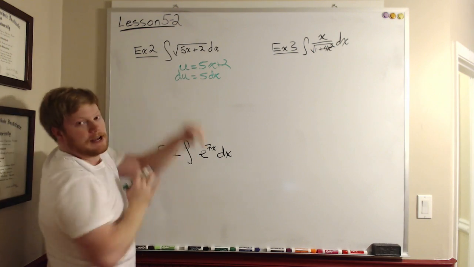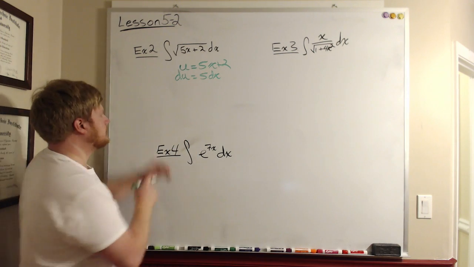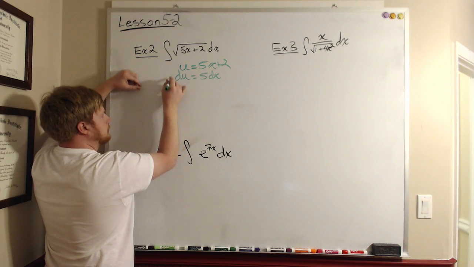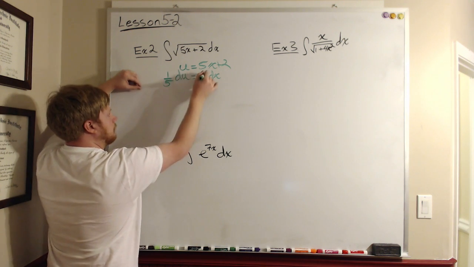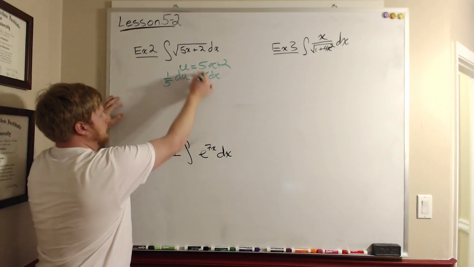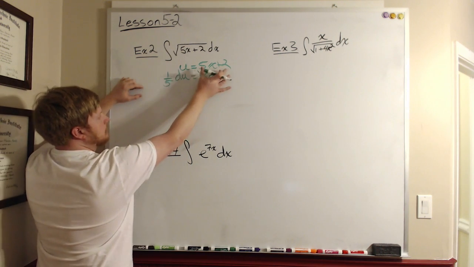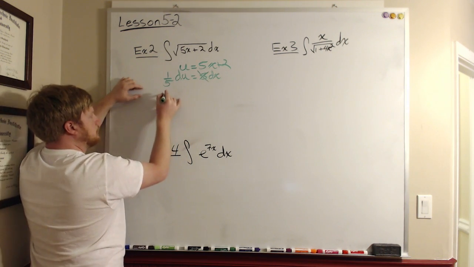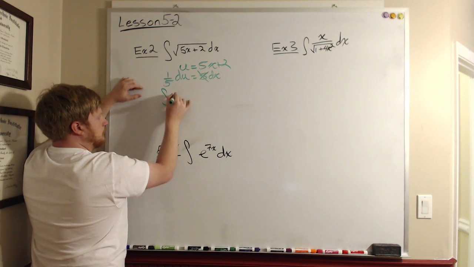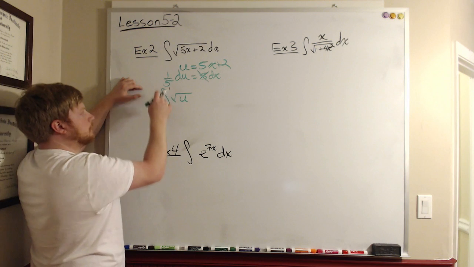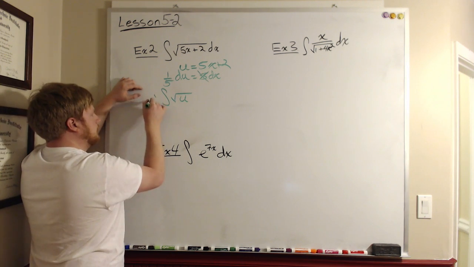However, I don't have a 5 dx there. All I have is dx. So we're going to take care of that by dividing by 5 on both sides. Okay. So substituting things in, 5x plus 2 is u, and dx is getting replaced with 1/5 du.